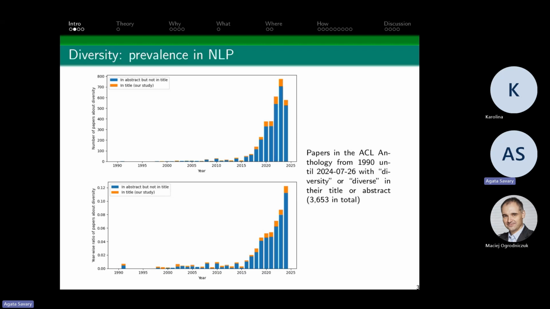Since then it grows tremendously. And you could say, okay, it grows because NLP is booming, right? So here is just the number of papers, but the same tendency is observed in the ratio of papers. Since 2015-16, let's say, the percentage of all papers on the ACL Anthology that have diverse or diversity in the title or abstract is growing exponentially. So we see that everyone is interested in diversity.